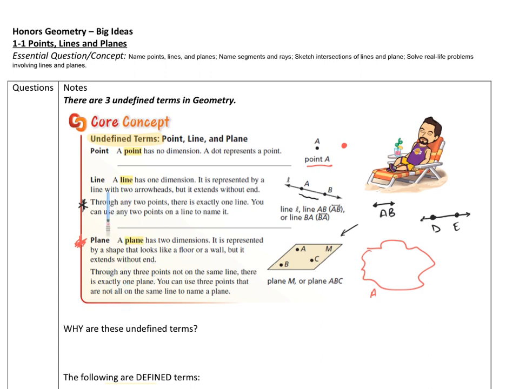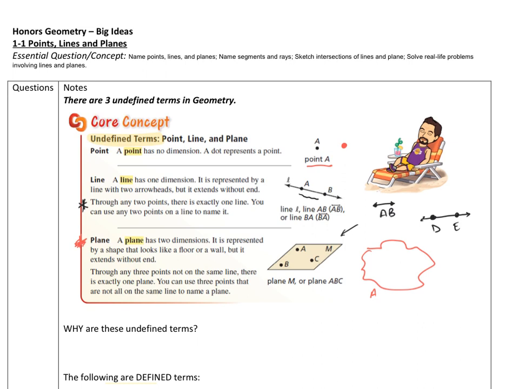Now, to have a line, you needed 2 points. To have a plane, you need 3 points. And again, it's undefined because it doesn't have any shape to it. A plane can look like whatever, and it doesn't have any thickness to it. So it's really thin, could be really thick, we don't know. But it goes forever in every direction. And where is forever? We don't know where forever is. We just say extends indefinitely. We don't know where that is.